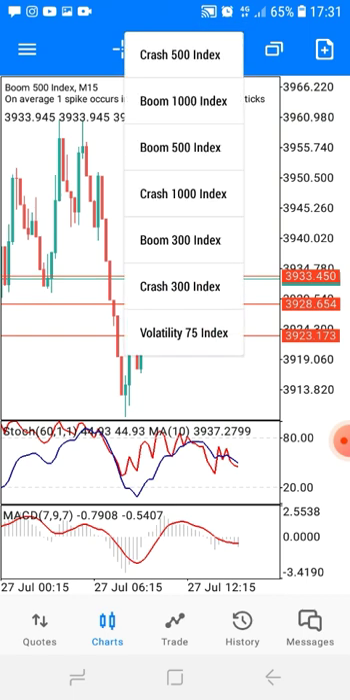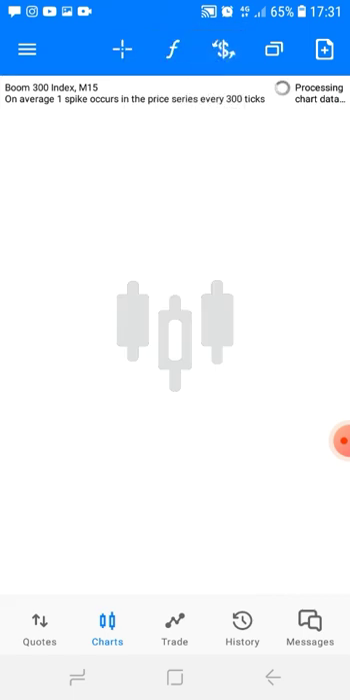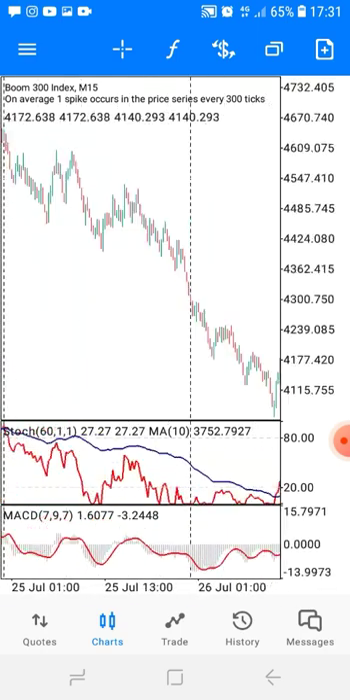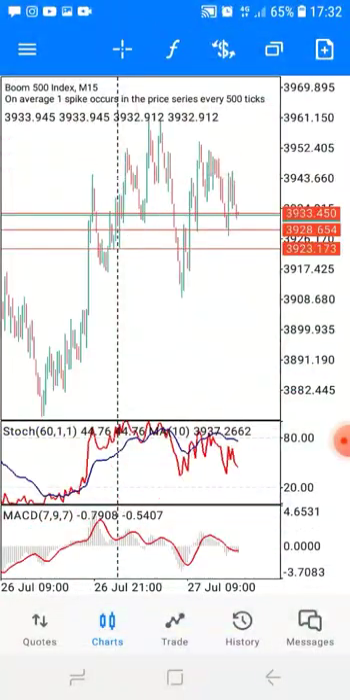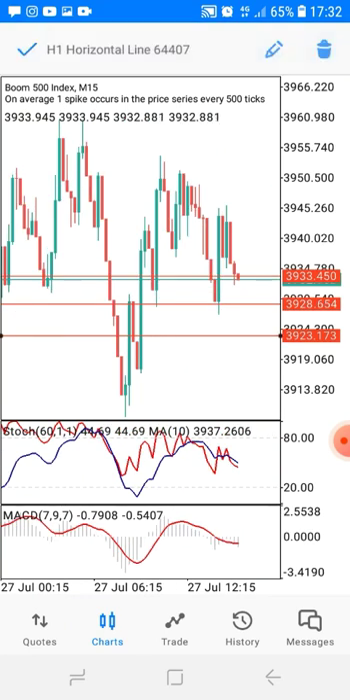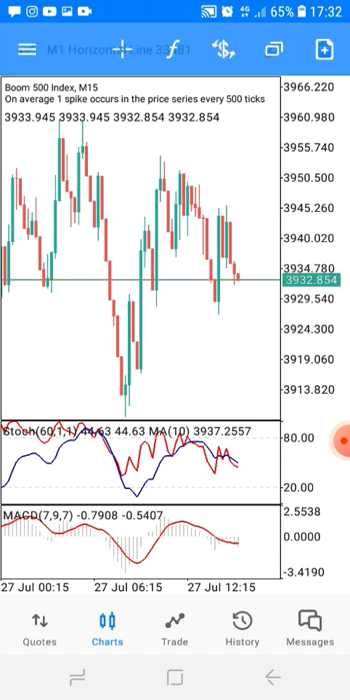Let's look at, damn, I know Boom 300 has been falling for a long time, right? You see, I know it. I know Boom 300 has been falling, but then let's focus on Boom 500. Let's mark this. Let me delete this. Let me delete this. Let me delete this. Let's focus on this.